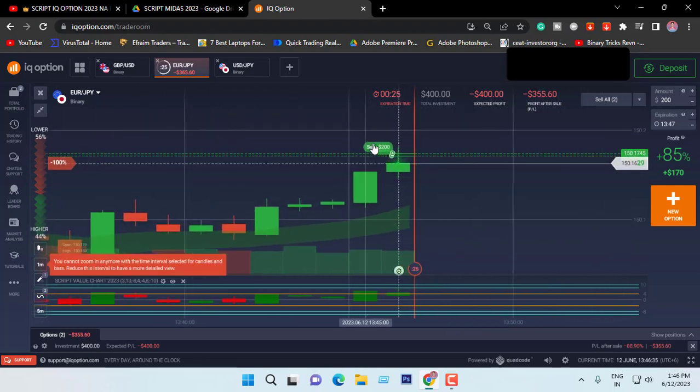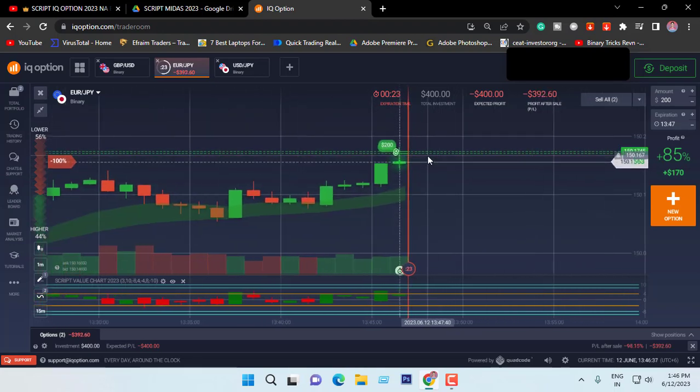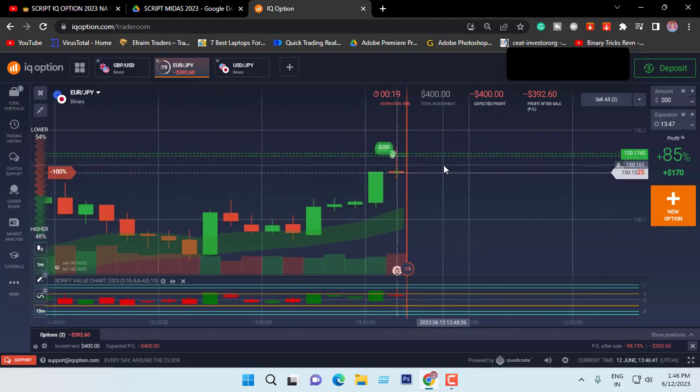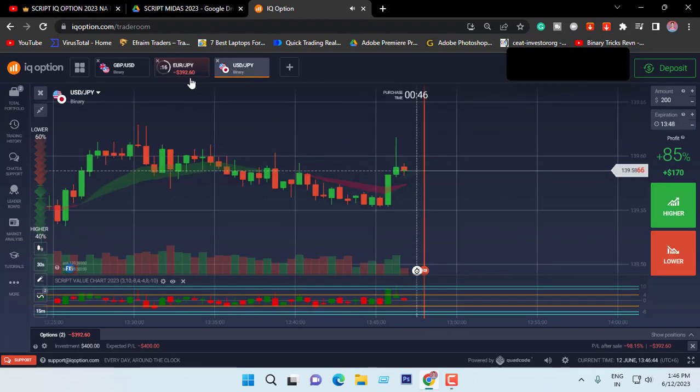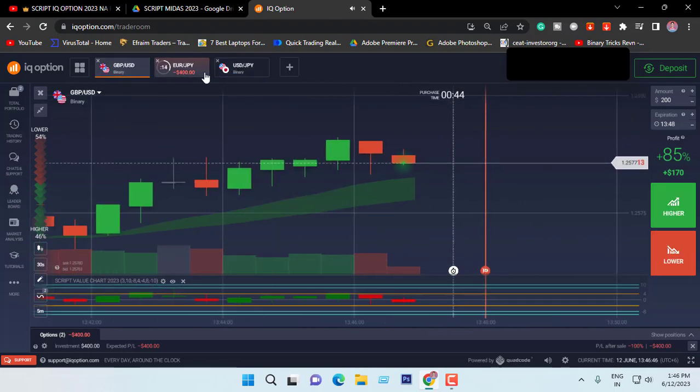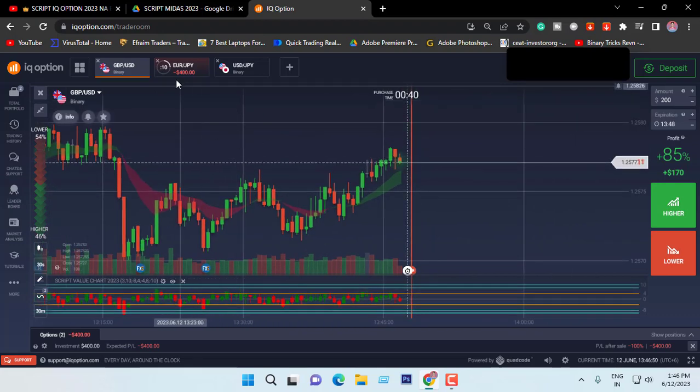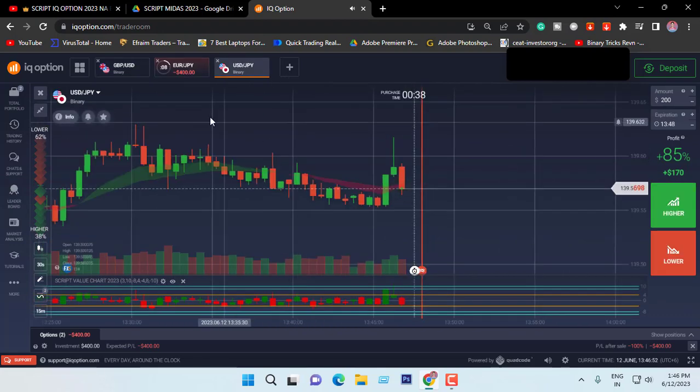My entry point is very late. Okay, let's see, no problem here. If I trade this loss, I have covered this loss. Okay, always trade with money management. I have already made a profit today. Okay, this is not demo trading.